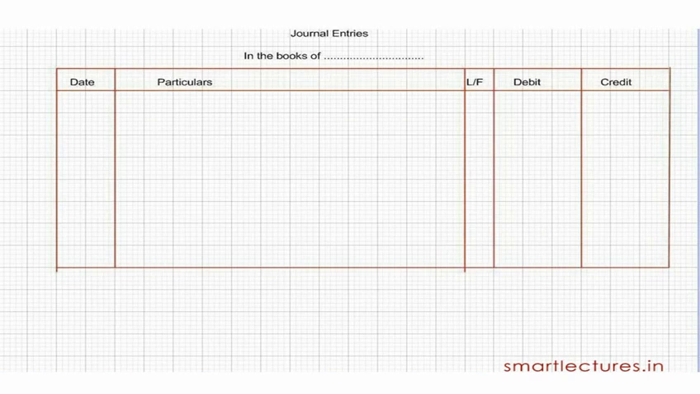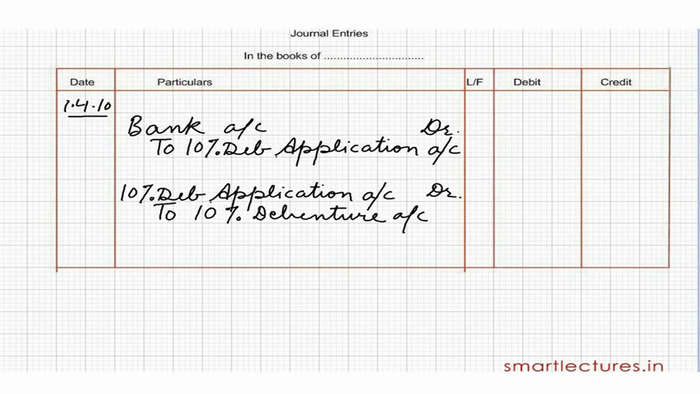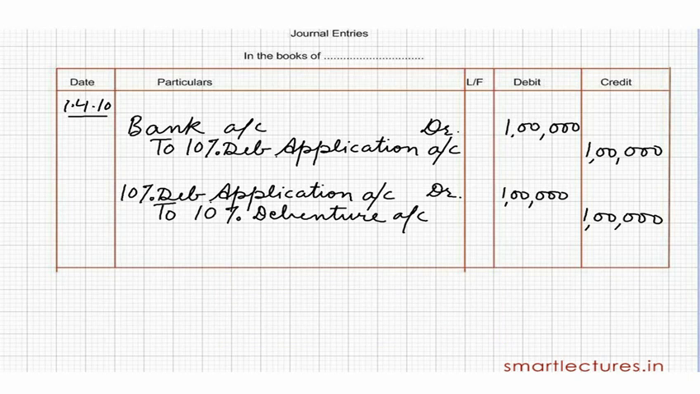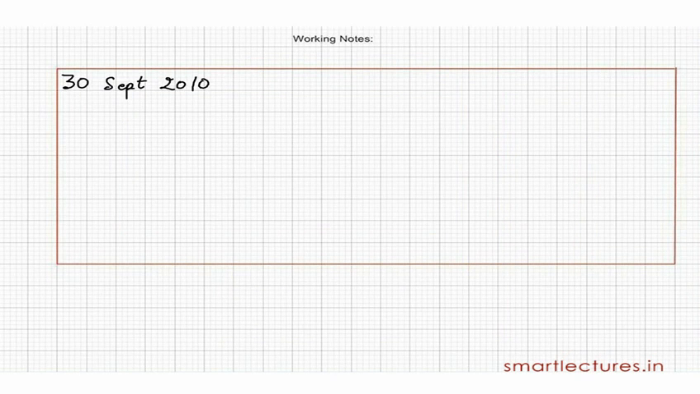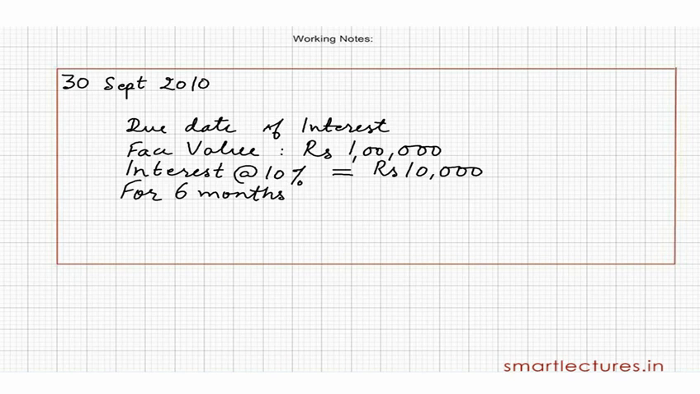So the journal entry at the time of issue will be on 1st April 2010, bank account debit to 10% debenture application account, and 10% debenture application account debit to 10% debentures account. That will be 1 lakh rupees for both of them. And now 30th September 2010, after 6 months, today is the due date of interest. The face value of the debenture is 1 lakh and the annual interest at the rate of 10% is 10,000. But we have to pay only for 6 months. It means we are supposed to pay 5,000 interest to the debenture holders.